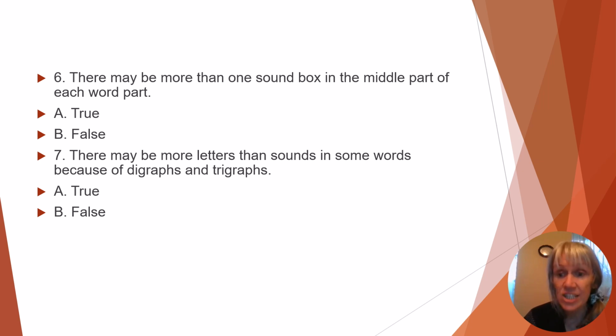The answer is true. A digraph is two letters that make one sound. A trigraph is three letters that make one sound. A digraph is two letters that make one grapheme representing one sound, and a trigraph is three letters that make one grapheme that represents one phoneme. So yes, there may be more letters than sounds in some words because of digraphs and trigraphs.